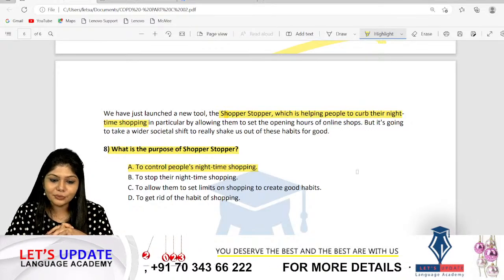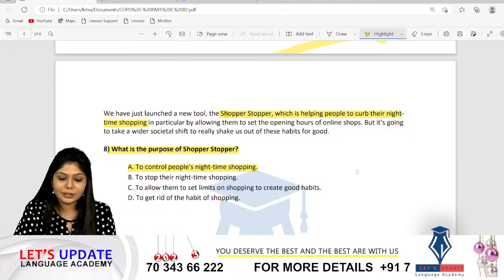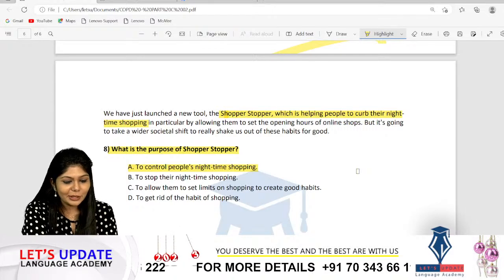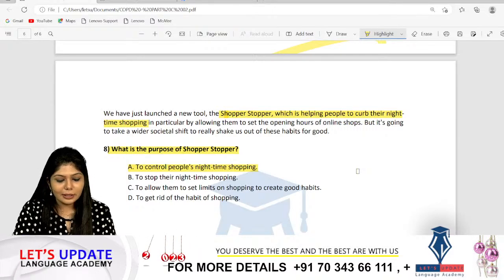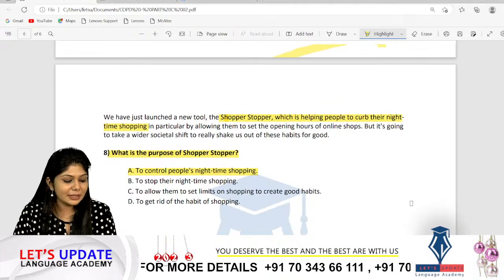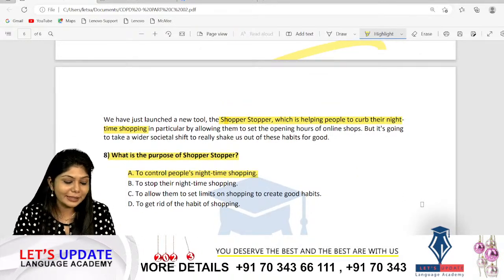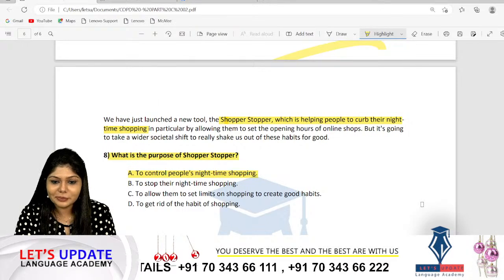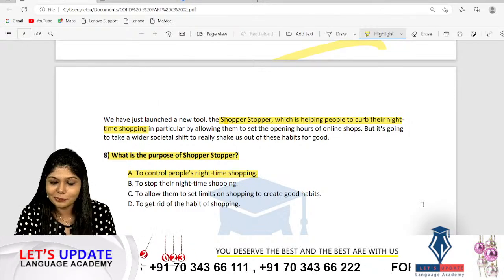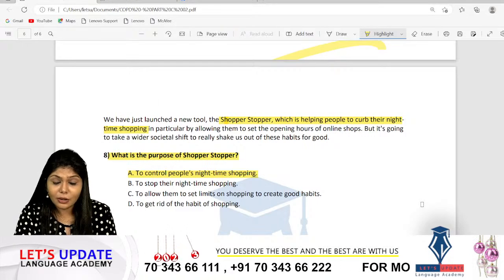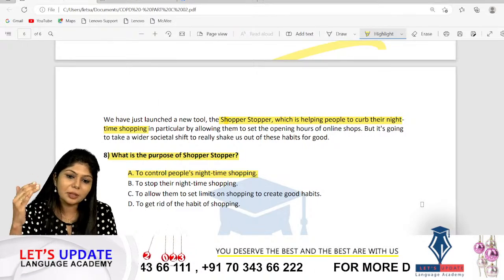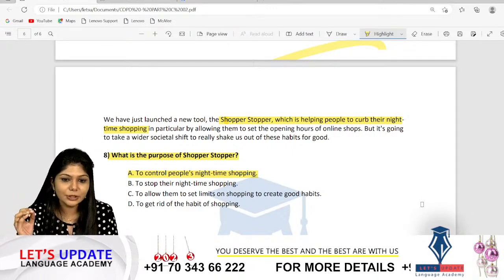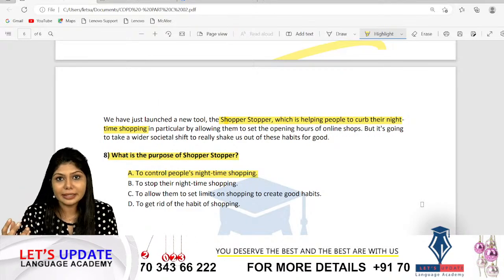Okay, so with that we have come to the end of the discussion of part C. I hope you have understood whatever we have discussed today, and I hope you have got an idea about how to crack part C. Okay, it's not too difficult. It's very easy, as you have seen in the discussion. Usually it will be in order, so the first question from the first paragraph, second from the second, and so on. So you just need to read and understand the paragraph in question.